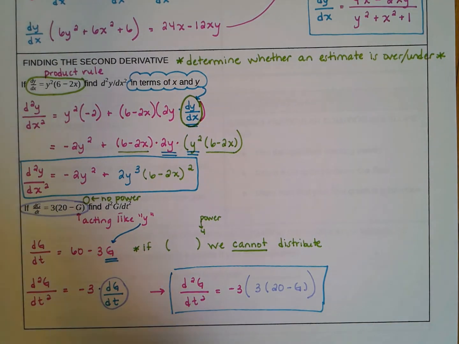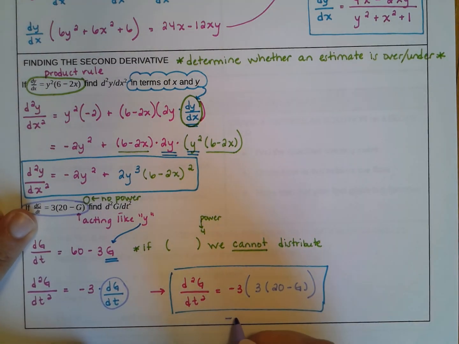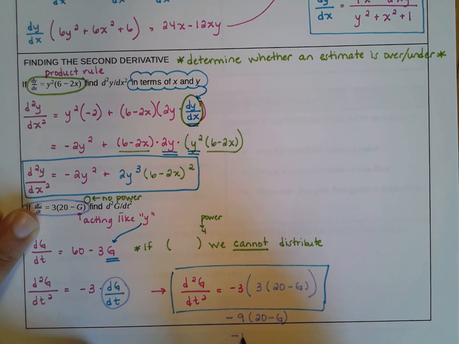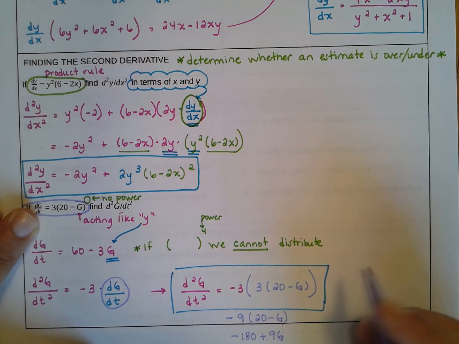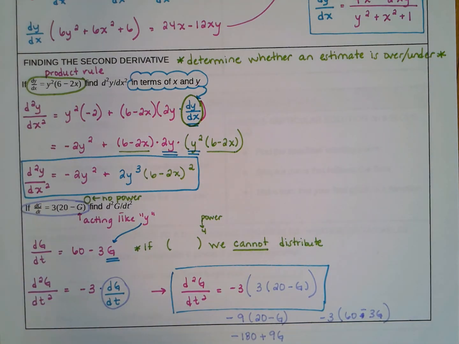You could also distribute the negative 3, and you could get negative 9 parentheses 20 minus g. You could distribute the negative 9, and you could have negative 180 plus 9g. You could distribute this 3 and leave this 3 on the outside, and you could have negative 3 times 60 minus 3g. Any of those are acceptable answers and acceptable ways to simplify because they are all mathematically equivalent expressions. My suggestion would be that if you don't need to simplify, don't bother simplifying because you run the risk of doing it incorrectly. So I would just leave my answer like this and be done with it.